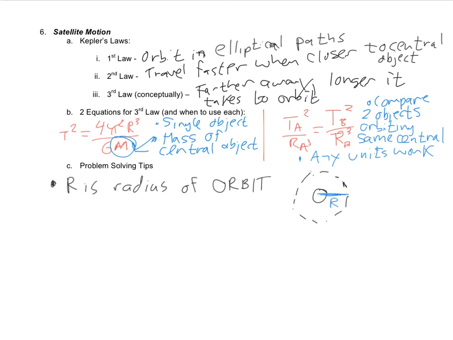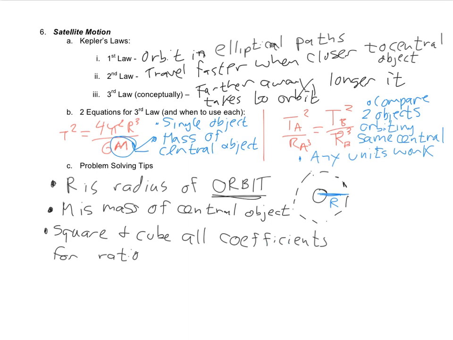In terms of problem solving tips, the first one that seems to get mixed up a lot is that R is the radius of the orbit. Not the radius of the sun or the planet or anything else, but the radius of the orbit or the average distance between the two objects. And we said this before, but I'll say it again here, that M is the mass of the central object. That's another important point here.